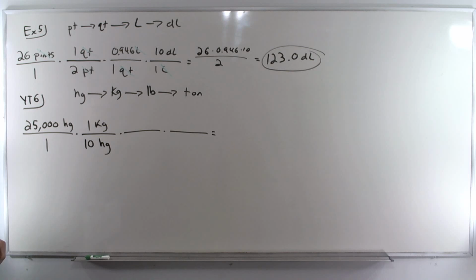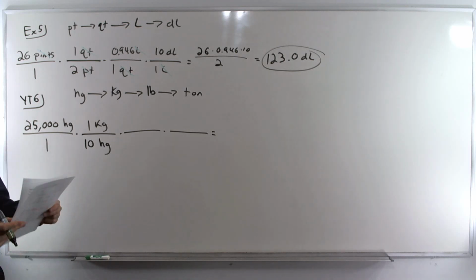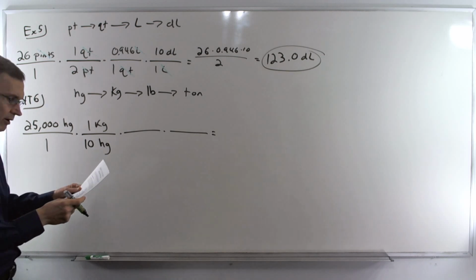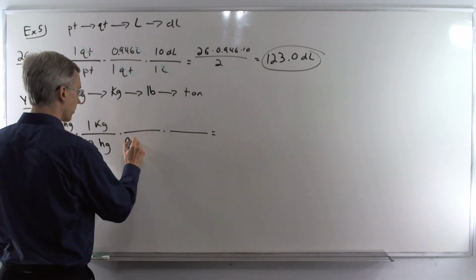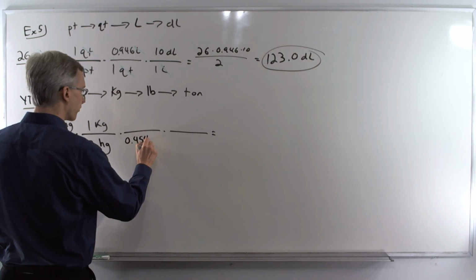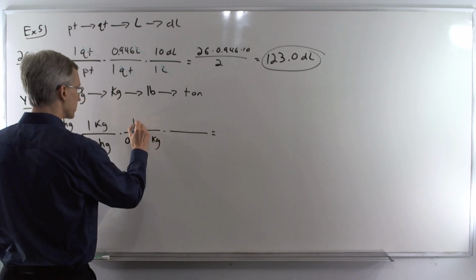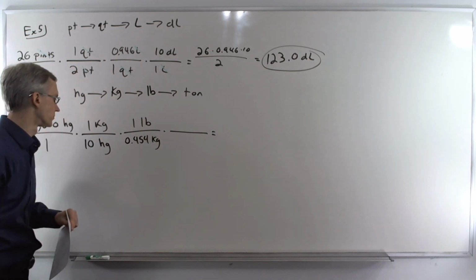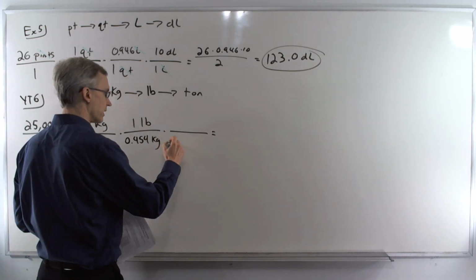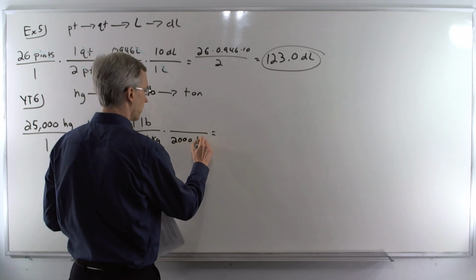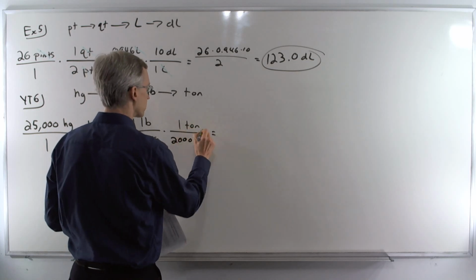And now from kilograms to pounds, maybe they use the 2.2 in this one. Nope, we're doing the other one. 1 pound is 0.454 kilograms. So 0.454 kilograms is 1 pound. And now from pounds to tons, we got 2,000 pounds in 1 ton.